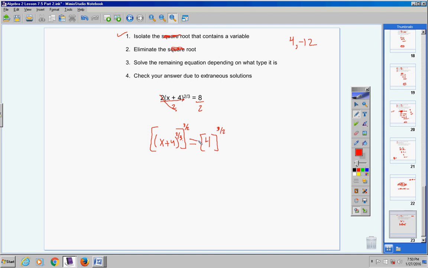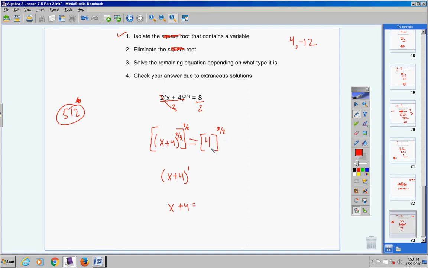Same thing. Now, when you raise a power to a power, you multiply the exponents. 2/3 times 3/2 is 1. So now I have x plus 4 to the what power? 1. Well, guys, anything to the 1 power is just itself. If I have 512 to the 1 power, that's just 512. So x plus 4 to the 1 power is just what? X plus 4. And now 4 to the 3/2.